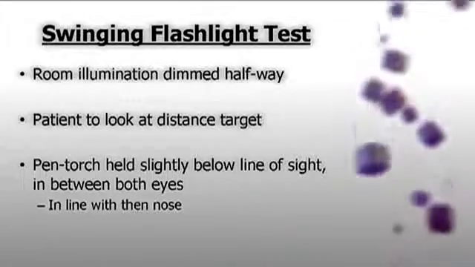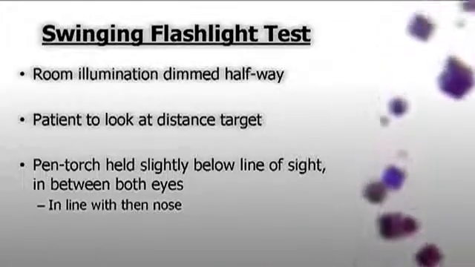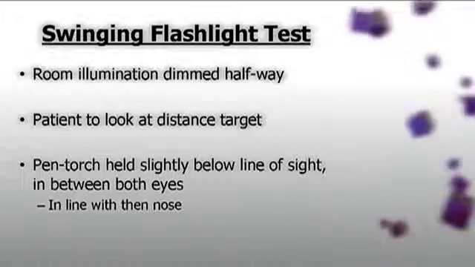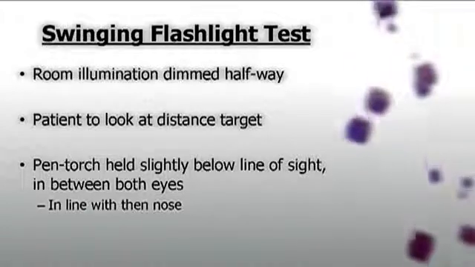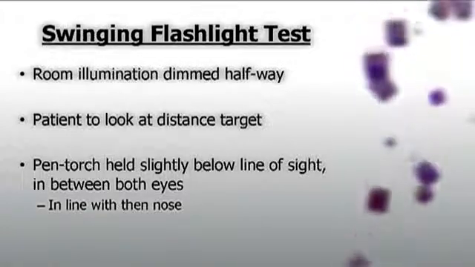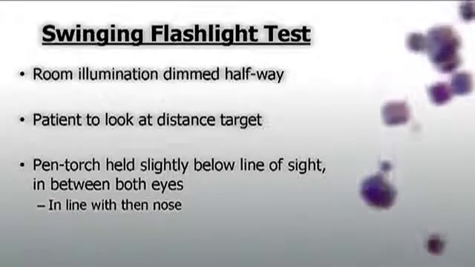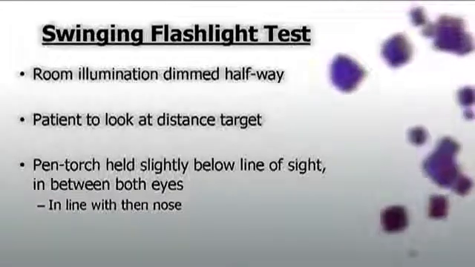Next, we would look for a relative afferent pupil defect using the swinging flashlight test. When doing the swinging flashlight test, you want the room illumination slightly dimmed again, and you want your patient again to be looking in the distance. The pen torch is usually placed in line with the nose so that you'll be stimulating a similar extent to the retina in each eye. The pen torch will be directed towards one of the eyes and held there for 2 to 3 seconds. You should get an associated miosis from both eyes.